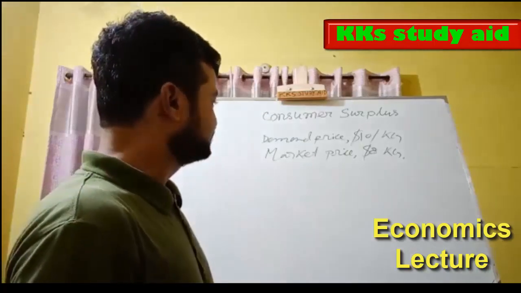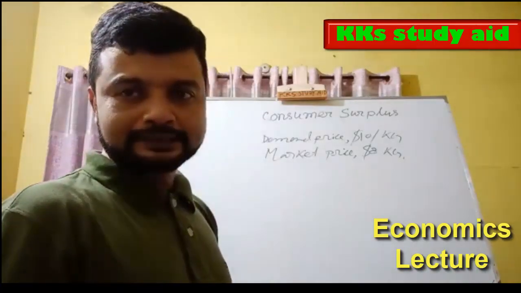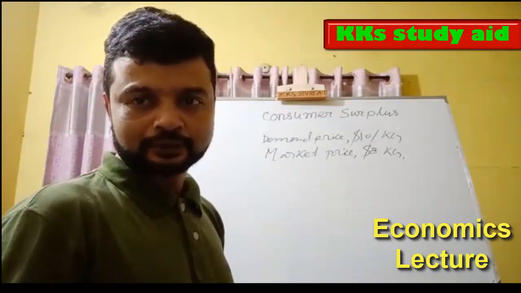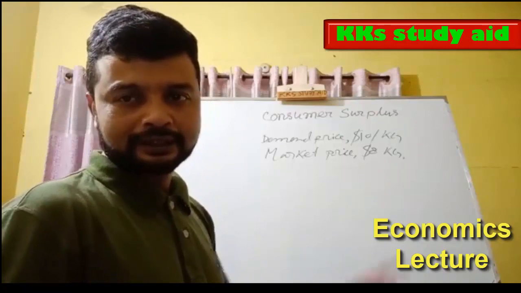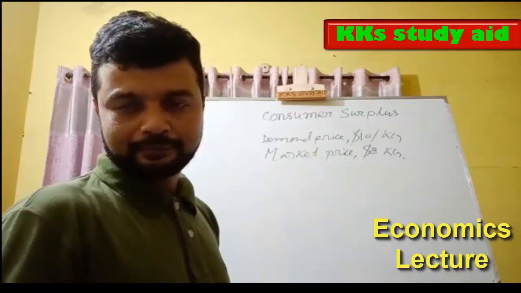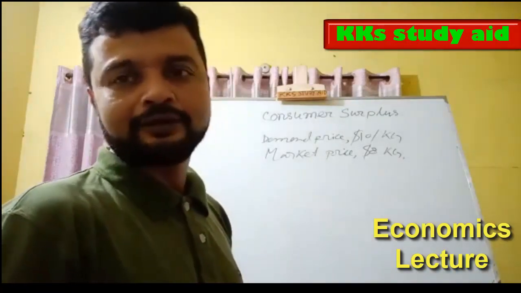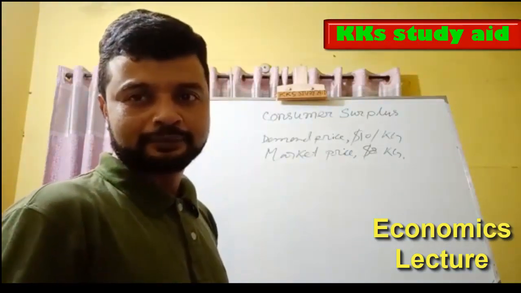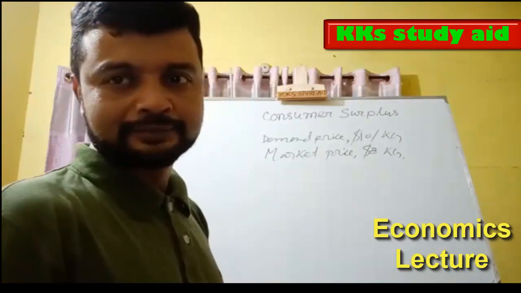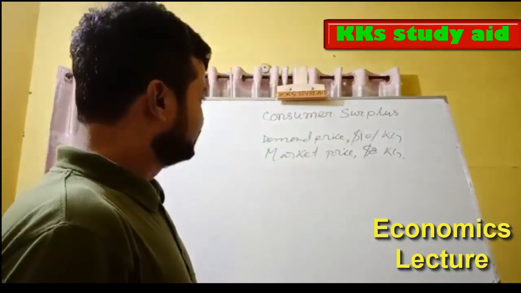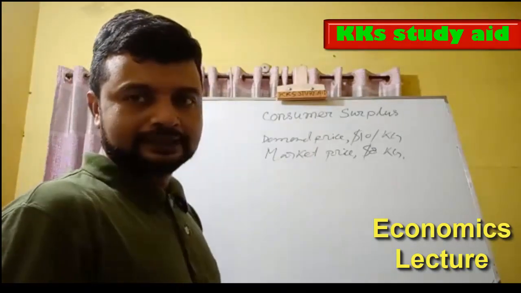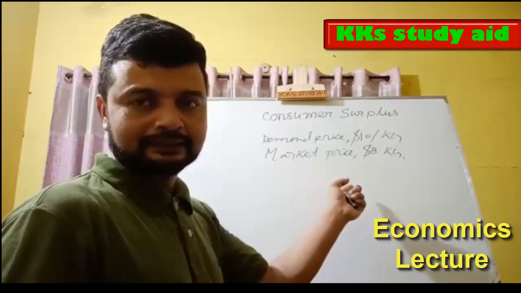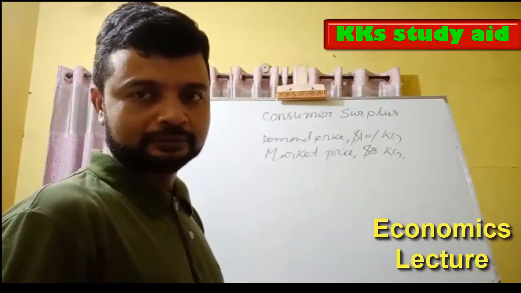What is market price? Market price is the price at which goods or services are sold in the market. This is called market price. And what is called demand price? Demand price is the price the consumers are willing to pay to purchase a certain commodity under a demand curve. So it is very much clear that when there is a difference between demand price and the market price, there will be a consumer surplus.